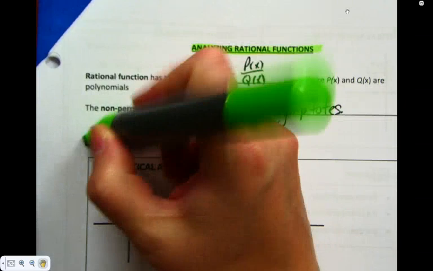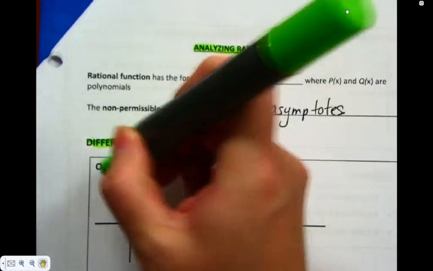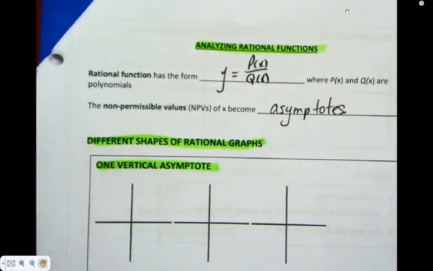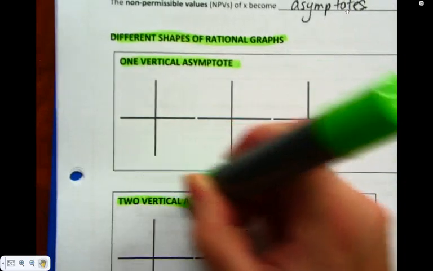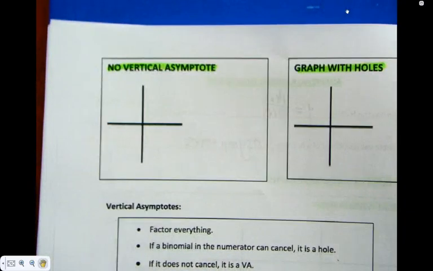So we're going to look at the different shapes of rational graphs. We looked at most of these last year. We're going to add a few new ones in. We're going to categorize them into one vertical asymptote graphs, two vertical asymptotes graphs, the no vertical asymptote graph, and then this new one which is called graph with holes.